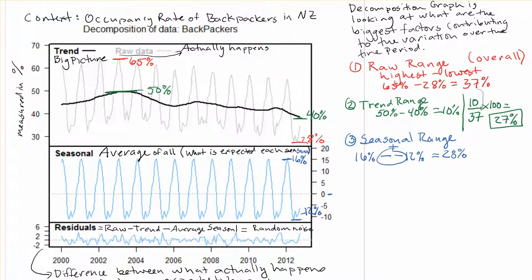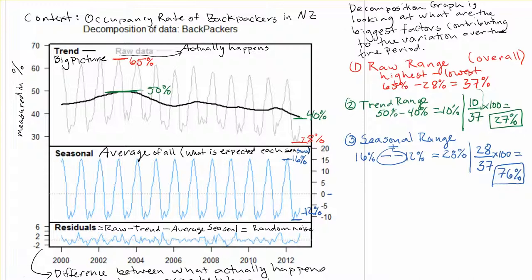So let's take a look at the seasonal effect. I've got my 28%, so I'm going to compare that 28 to the 37 for the overall, times by 100 to get my percentage. When we do this, we get roughly 76%. I'm rounding up; it was 75.6 on the calculator. I'm just going to say 76%. So the trend accounts for only 27% of the variation, and the seasonal effect accounts for 76% of the variation that we see.